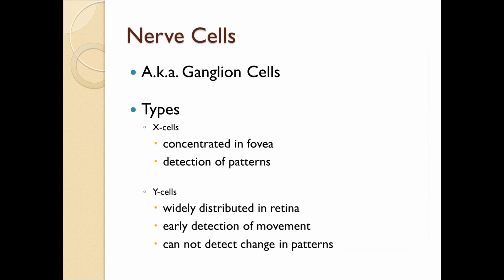X cells are concentrated in the fovea and are responsible for the early detection of patterns. Y cells are responsible for the early detection of movement and cannot detect change in patterns. They are widely distributed in the retina, whereas X cells are concentrated in the fovea.